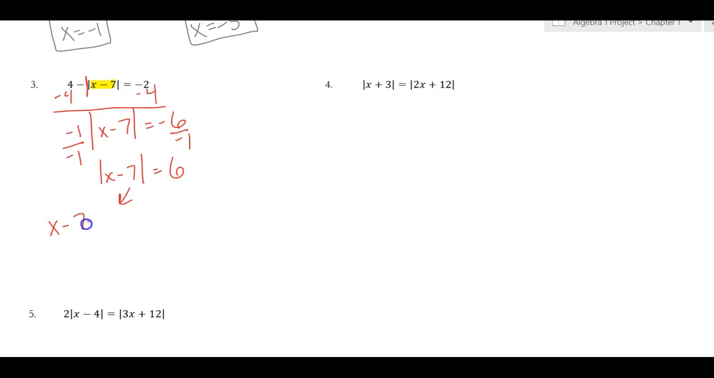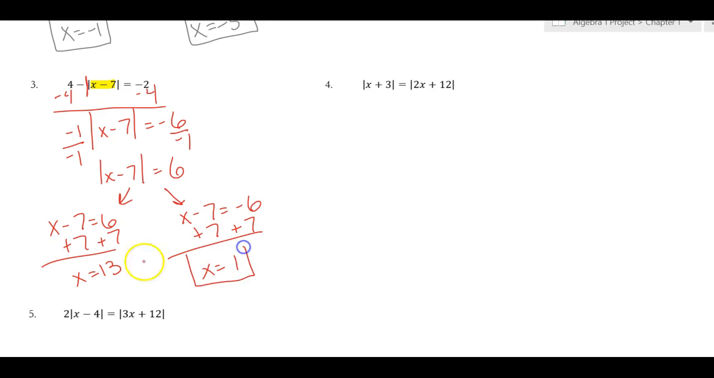And look what happened. That negative 1 turned it to a positive 6. So now I have x minus 7 equals 6, and x minus 7 equals negative 6. So I add 7 to both sides, and so I get x is 13. Add 7 to both sides, and I get x is 1. So remember, you cannot say it's no solution until you get here, until your absolute value is all alone.